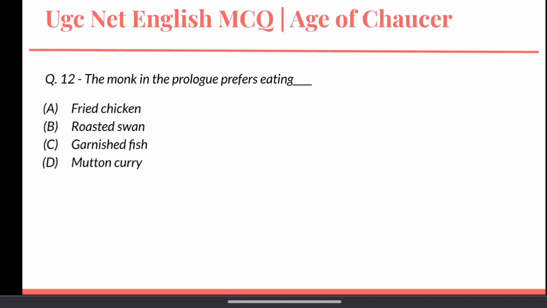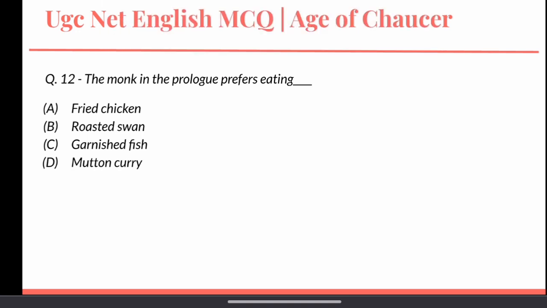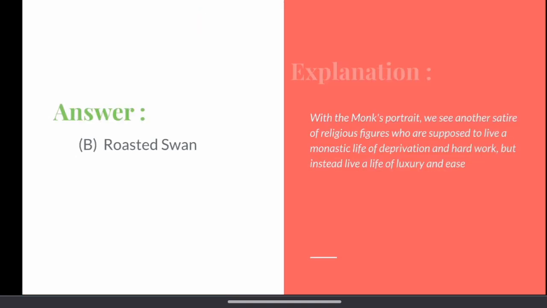Okay, the monk in the prologue prefers eating... Okay, so what does the monk prefer eating in the prologue? Option A, fried chicken, option B, roasted swan, option C, garnished fish, or option D, mutton curry. Okay, so the right answer for this question is option B, a roasted swan.